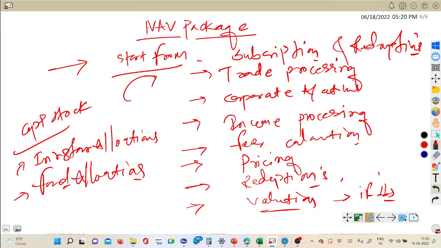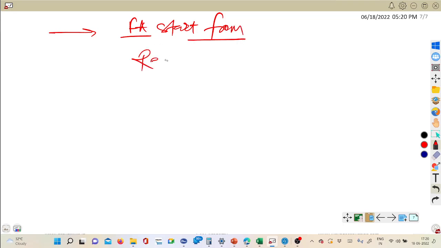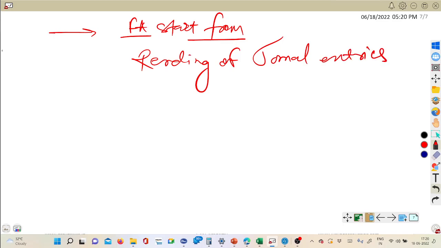What about accounting then? See, accounting starts from recording journal entries, recording of journal entries.